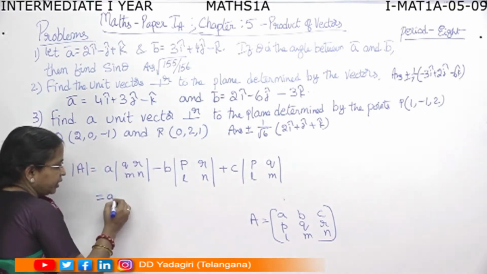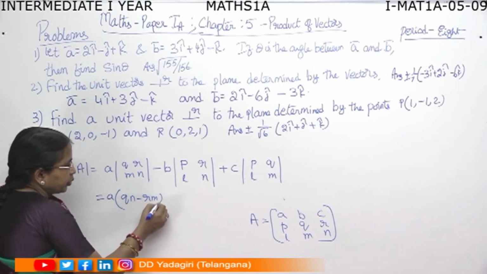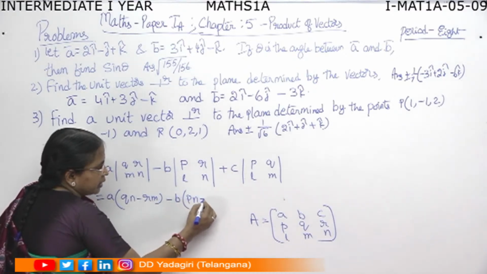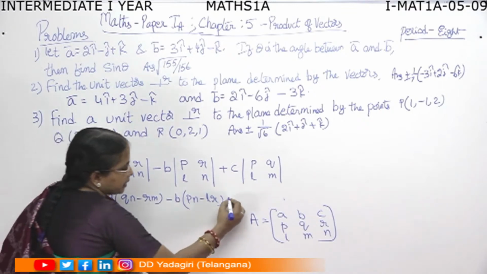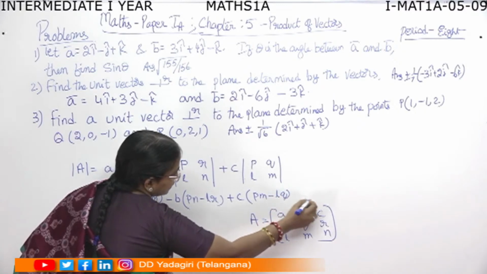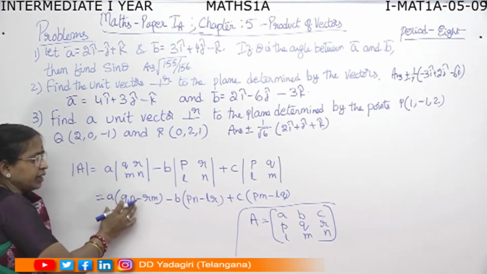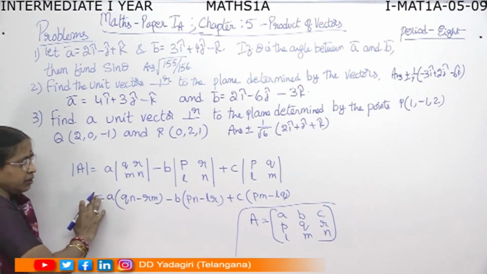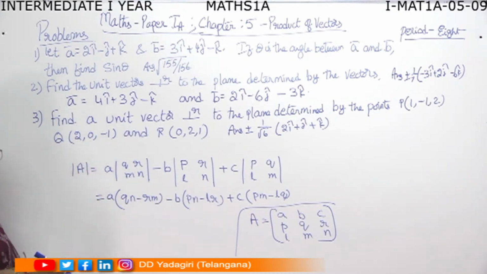Now you know how to write the determinant now. QN minus RM, minus B into PN minus LR. Next plus C into PM minus LQ. So this is the value. Whatever you get, you simplify this number. Whatever you get, that is the value of the determinant of the matrix A. So you understood the procedure now. So now we'll apply this in almost all the problems.